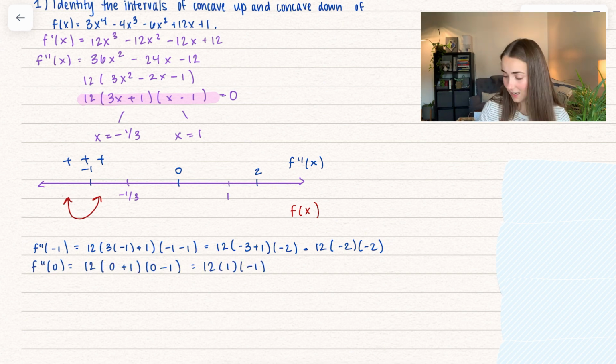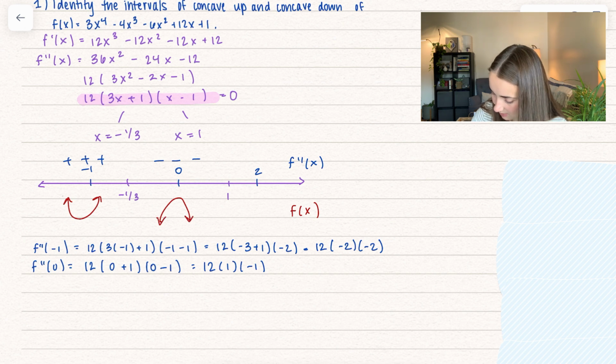So again, here I have one negative value. This is going to be a negative interval, which tells me my function will be concave down. We have a frowny face. One more value.